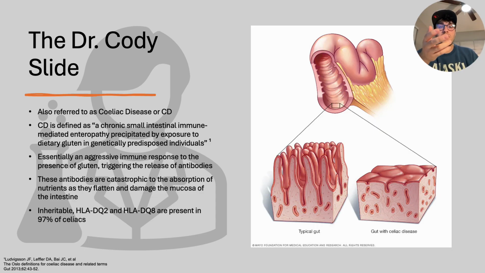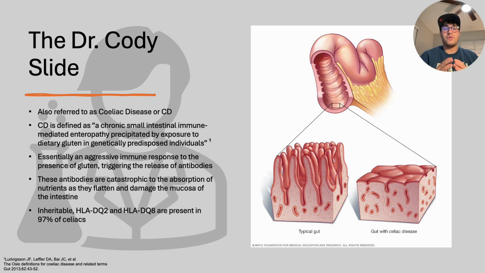So, here we actually have our Dr. Cody slide with our really long, perfect definition of what celiac disease actually is. In simple terms, however, it's almost like a severe gluten allergy. The presence of gluten in the intestinal tract ends up triggering the formation of antibodies that are a bit too reactive and are catastrophic to your ability to digest things.